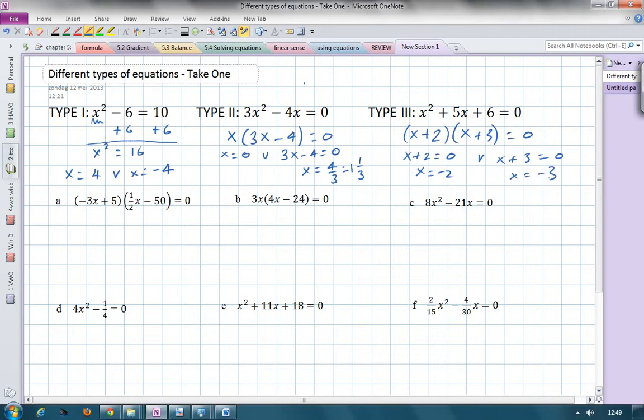Right. So really, any equation that you're going to get will fall into these three basic types. And I'm calling this video different types of equations take 1. The reason is that we are going to get more complex types, but they will kind of be subtypes of these three. Okay, in the first instance, I'm doing simple ones.